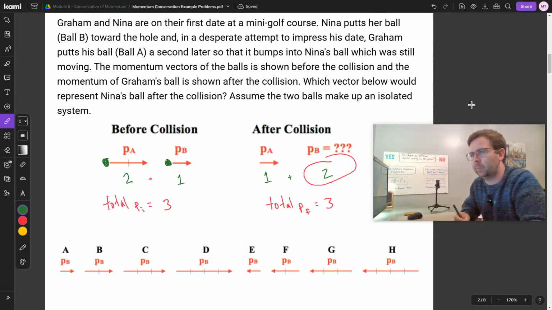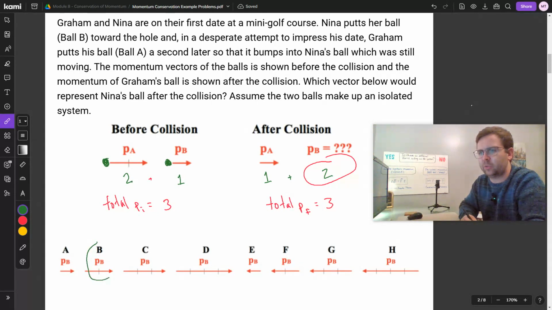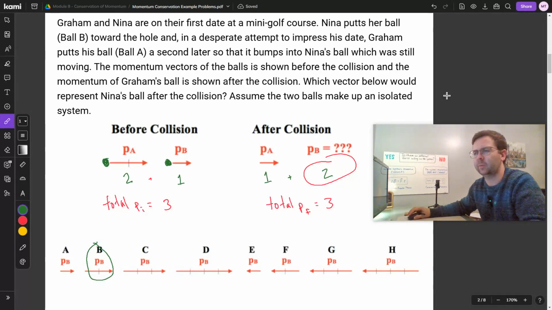And it's still in the positive direction here. 2 plus 1 gives you a total final momentum of 3. So we need to choose a vector that has 2 units of momentum to the right. And so that would be this choice right here, choice B. Let's look at another example.